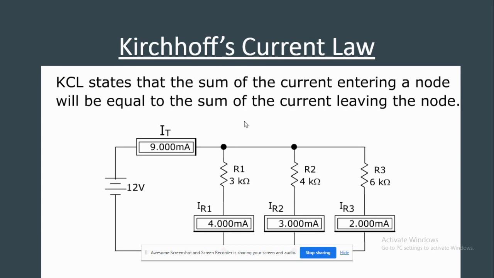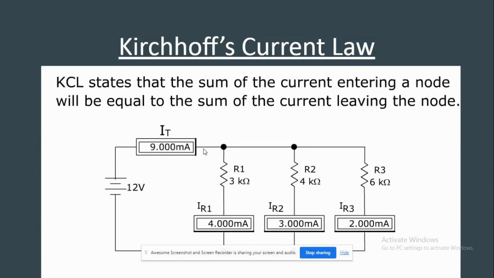Now we have to move to some of the more complex ones, you can say. Kirchhoff's current law, or KCL for short. KCL states that the sum of the currents entering a node will be equal to the sum of the currents leaving a node. So what is a node? A node is a junction point where different circuit elements meet. So you can see that there are a battery and resistors.